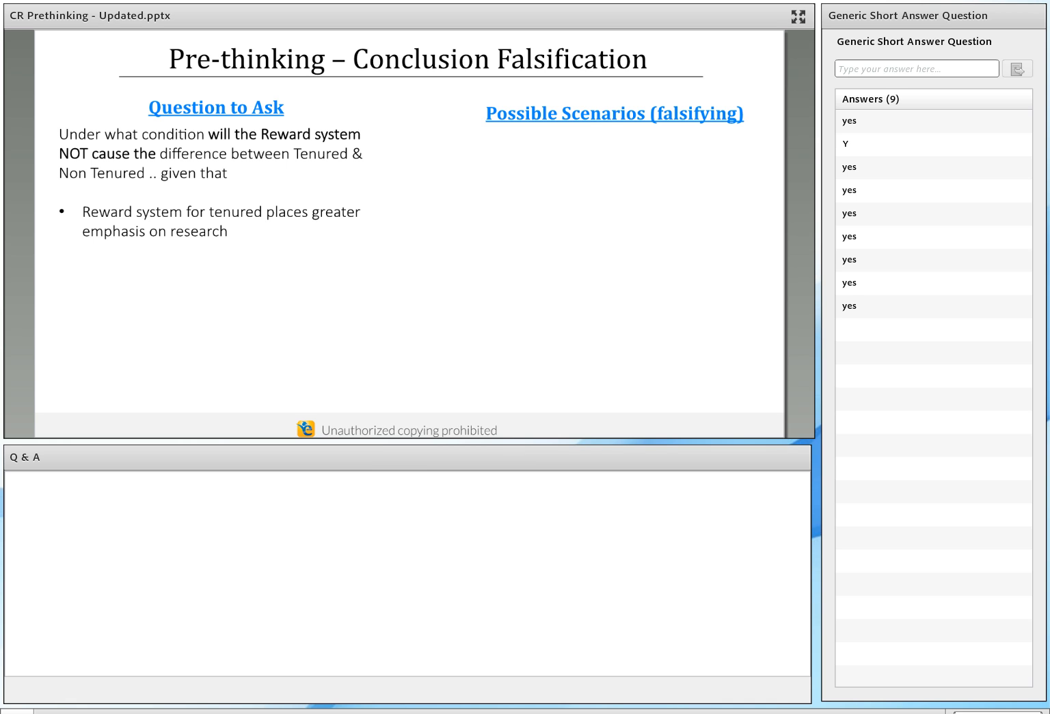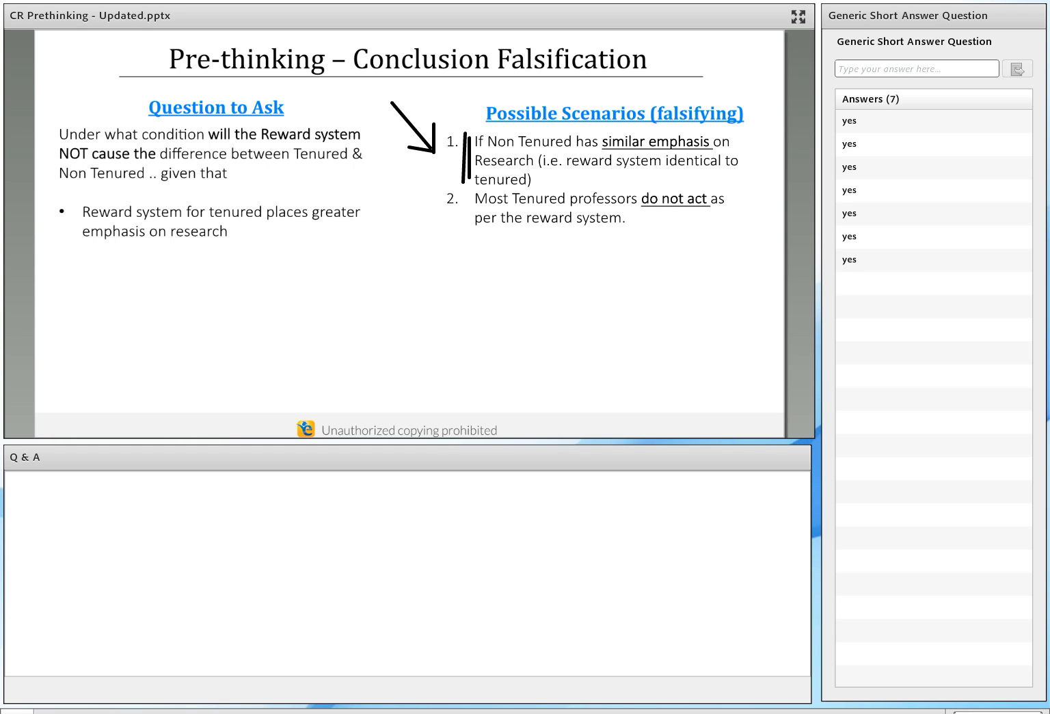What are some of the falsifying scenarios? Okay, one of them is if the non-tenured faculty has similar emphasis on research. That's really important to understand. Remember, we're not disputing the difference between tenured and non-tenured. What we are trying to figure out is what is causing that difference. And if non-tenured also has an identical reward system, then you can't blame the reward system, then something else has to be responsible. Is that clear? Is that clear, guys? Okay, perfect.